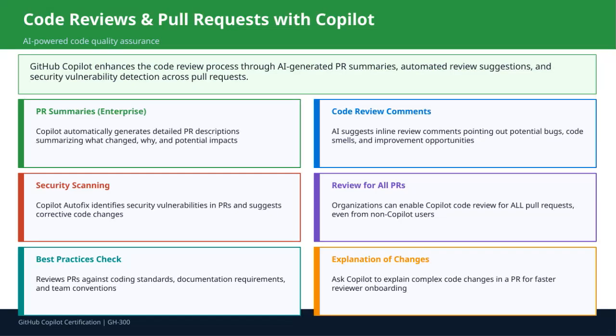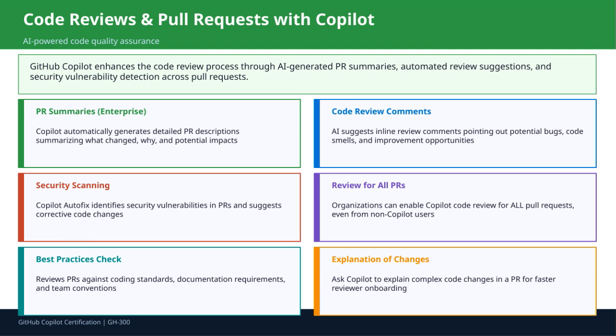GitHub Copilot significantly enhances the code review and pull request process by leveraging AI to improve code quality and security. One key feature is the automatic generation of detailed PR summaries, which clearly explain what has changed, why those changes were made, and the potential impact on the project. This helps reviewers quickly understand the context without digging through all the code. Additionally, Copilot provides AI-powered inline review comments that highlight possible bugs, code smells, and opportunities for improvement directly within the code. This makes the review process more thorough and efficient.